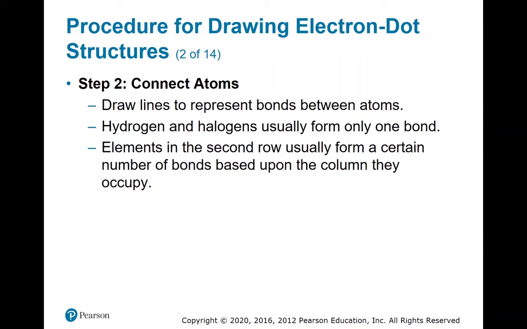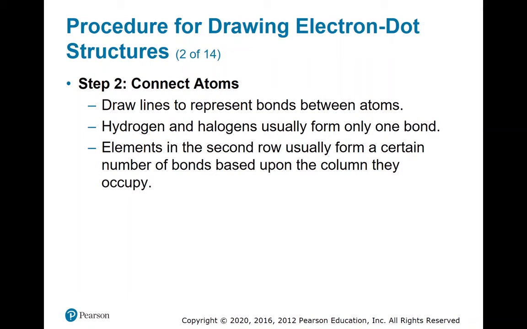So hydrogen and halogens usually form only one bond. Hydrogen can only form one bond, it can't form two or more. Likewise for fluorine, one of the halogens, that will only ever form one bond. The other halogens have a tendency to form one bond, but it's not absolute for chlorine, bromine, or iodine.